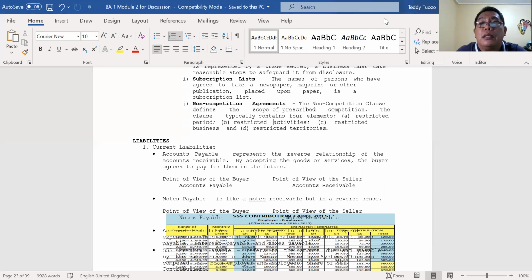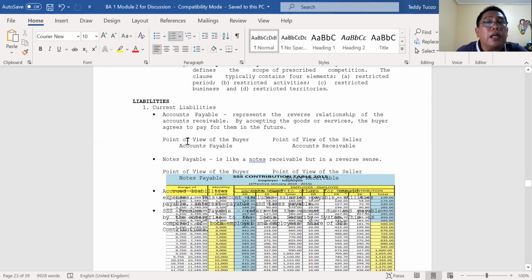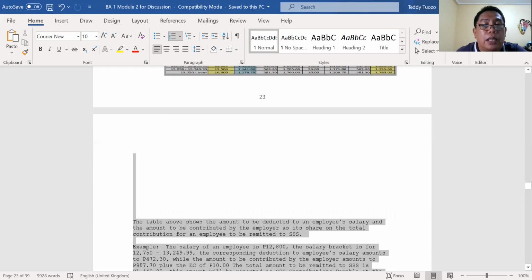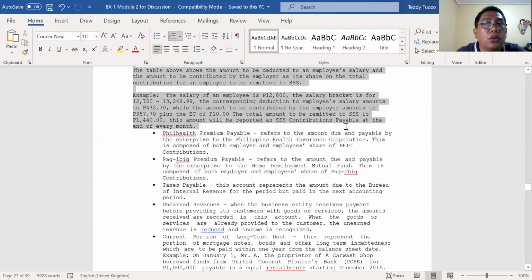Now we proceed. A moment, class. Now we proceed with liabilities. Again, there are two subclassifications under liabilities: the current liabilities and the non-current liabilities. So it is the same as assets. The assets also have two subclassifications: you have the current and the non-current assets. So it is the same with liabilities, no?